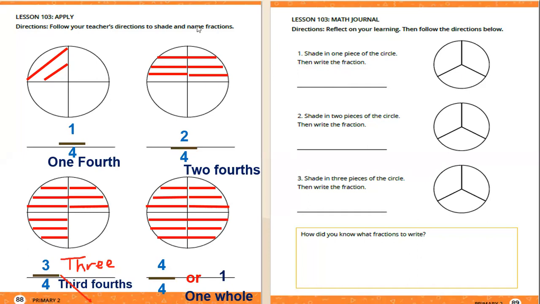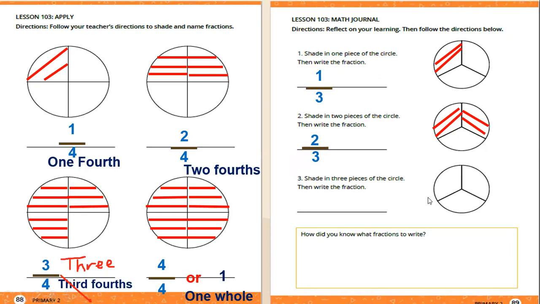Now let's move to the other part, lesson 103. Shade in one piece of a circle, then write the fraction. How many colored parts? 1. Bravo. Out of how many total parts? 3. So it's 1/3. Okay. The next one. How many colored parts? 2 colored parts. Bravo. Out of how many parts? The total number of parts is 3. So it's 2/3.